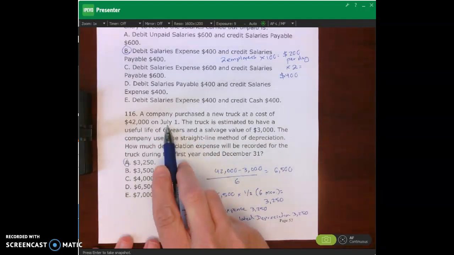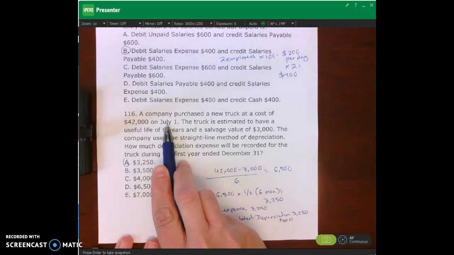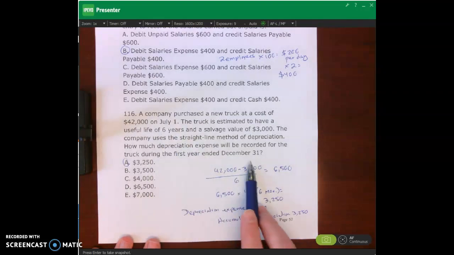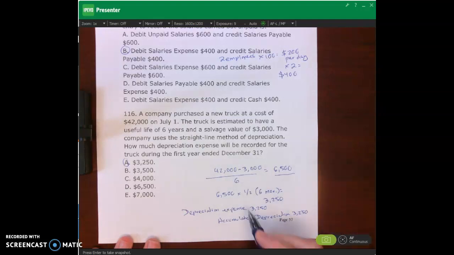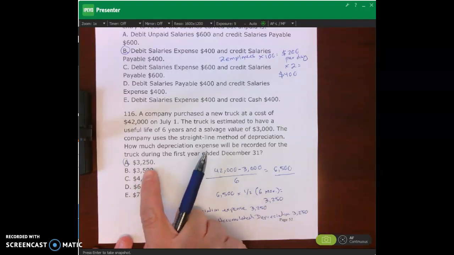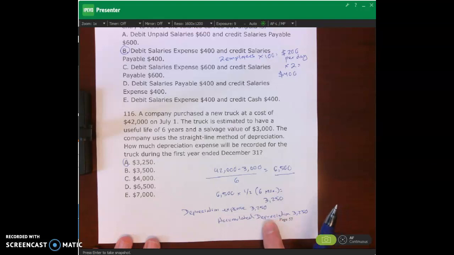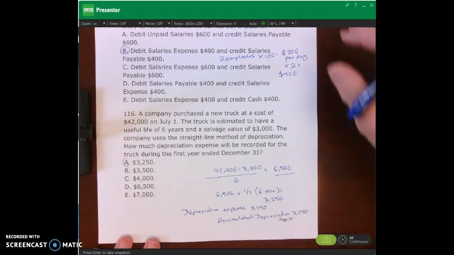The thing is they purchased it on July 1st, so it's really 6 months. July 1st through December 31st is 6 months. This is for the full year, so I have to multiply it times 1/2, times 0.5, and that gives me $3,250. That's how much they would record. And then you can see my journal entry, debit depreciation expense, $3,250, and credit accumulated depreciation, $3,250. Okay?